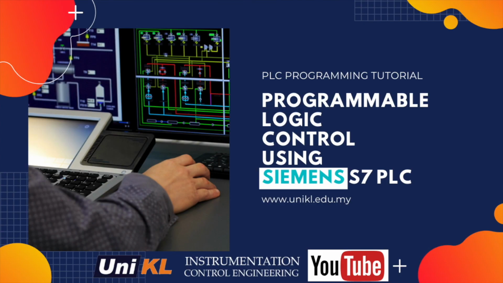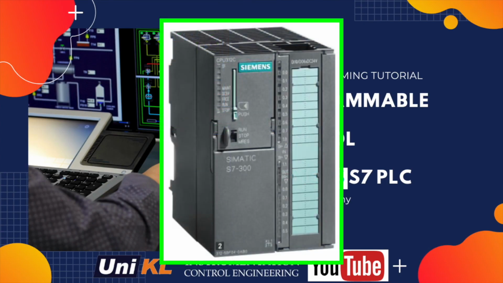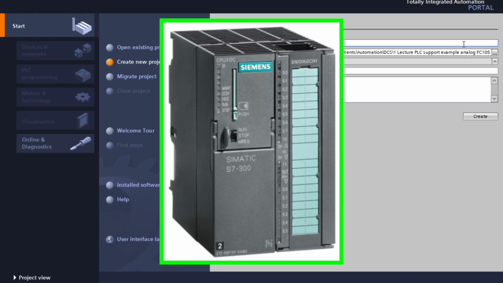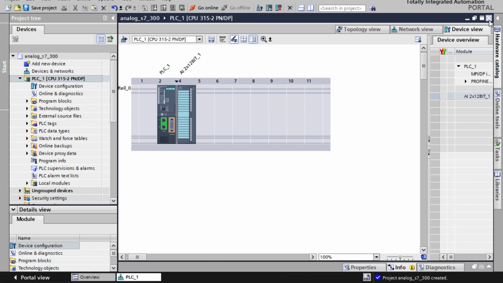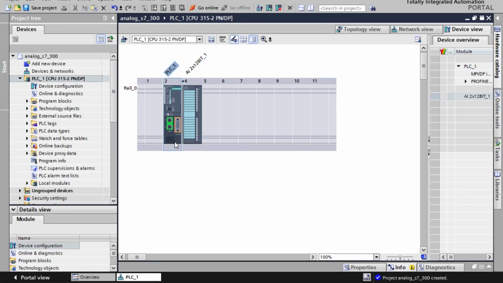I'm going to show you and demonstrate analog value processing, especially for analog input on S7 300 PLC or S7 400 PLC. For S7 300 and S7 400 PLC, we're going to use the function block FC105 for scaling values and FC106 for unscaling values. For this demonstration, I'm using a PLC S7 300 CPU and a 12-bit analog input card.